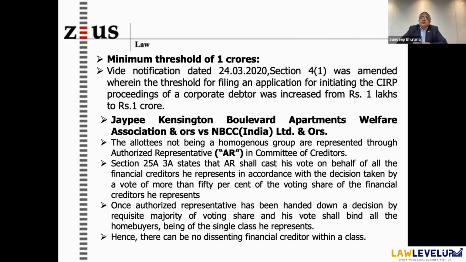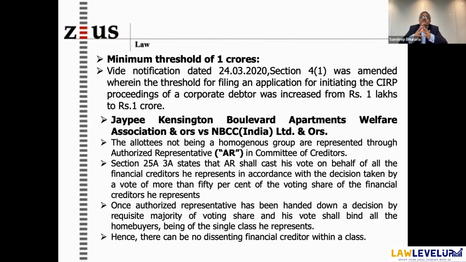Now, you would see on this screen that there is a case highlighted, JP Kingston Boulevard Apartments Welfare Association and others versus NBCC India Limited. Now, what is the objective of this case? What had happened once the allottees was introduced and included in the definition of financial creditors, the legislature, in its wisdom, which was right, said that any project which has number of allottees, to allow each one of the allottee to vote in a particular manner, they classified that these allottees would be in a class of creditors.